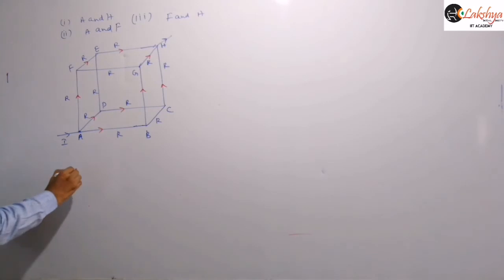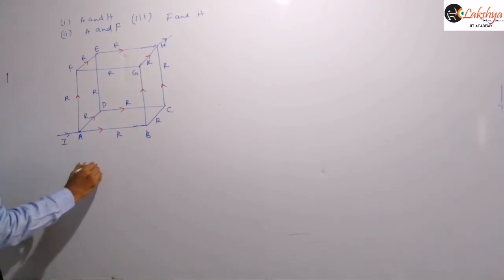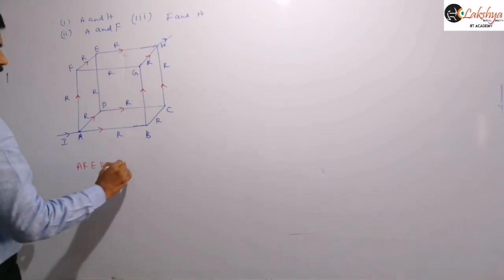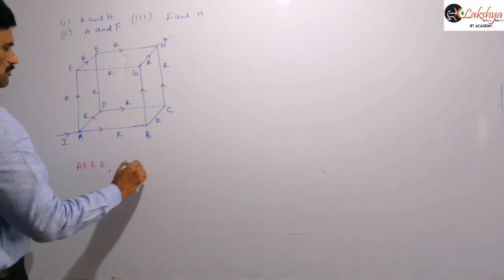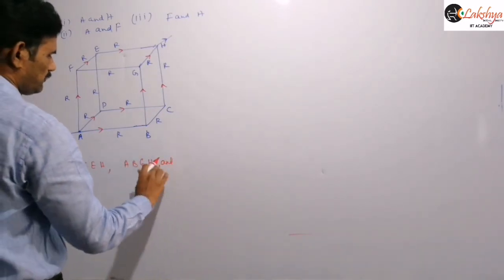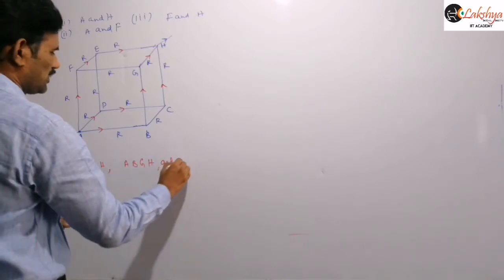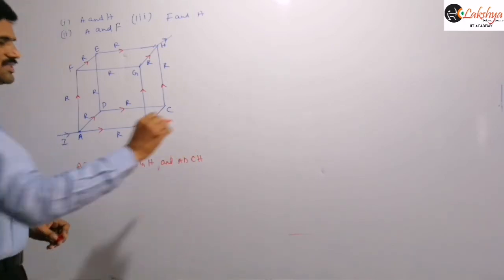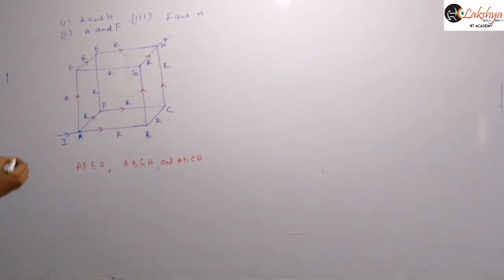That means here A, F, E, H, comma A, B, G, H, and the another path we are writing is A, D, C, H. All these three paths are identical. So current will divide equally among those.